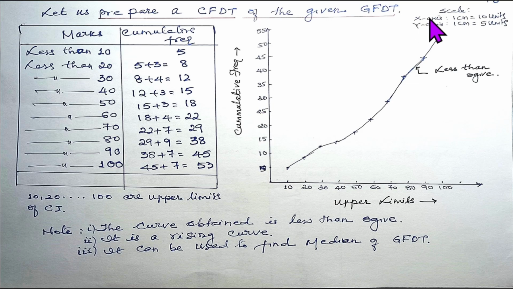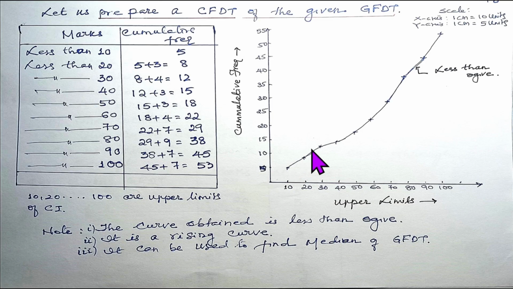I have taken the scale here. For x-axis, it is 1 centimeter is equal to 10 units, and for y-axis, 1 centimeter is equal to 5 units. Now, for each upper limit, take the corresponding frequency and locate this point. For 10 it is 5, for 20 it is 8, and for 30 it is 12, and so on. Locate all these points up to 100, that is 53. For 100 it is 53.